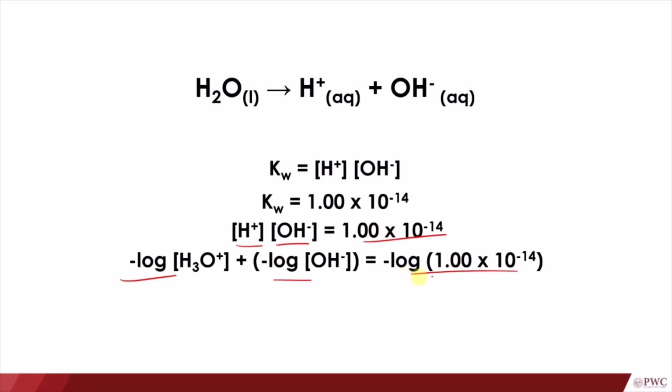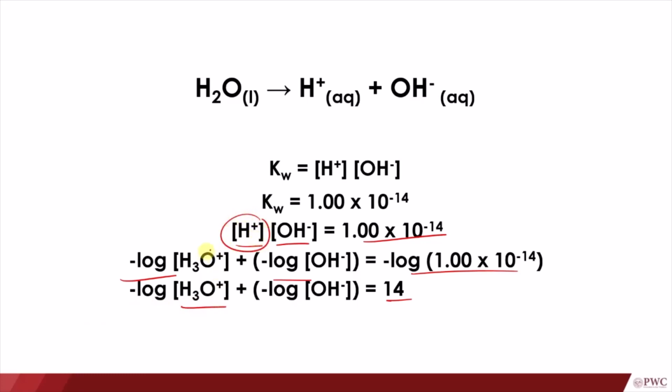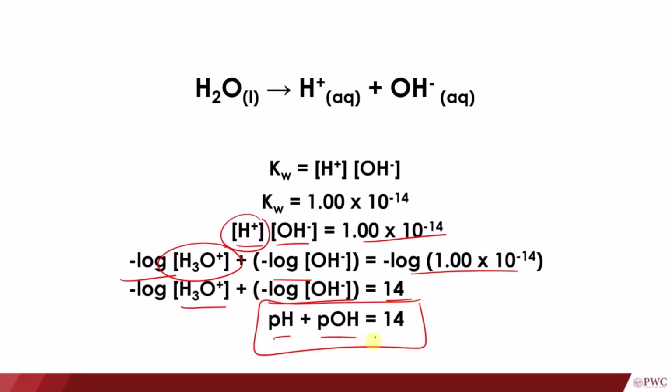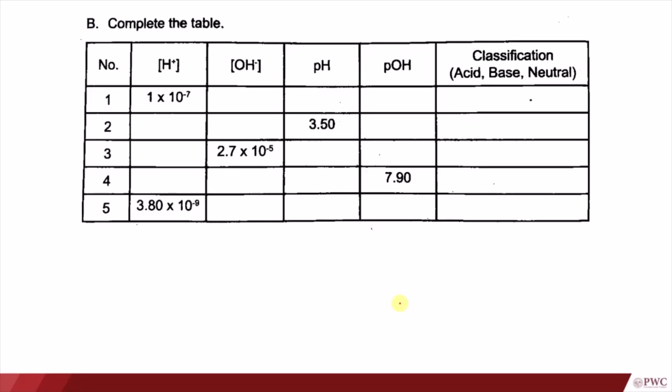Of course, the negative log of this number is equal to 14. And here we have the negative log of the concentration of H3O plus. Again, H plus and H3O plus are the same. So here we have the negative log of the concentration of hydronium ion. Of course, this one is our pH, right? And this one is our pOH, the negative log of the concentration of OH minus. It's equal to 14. So please remember this one. The pH plus the pOH is always equal to 14.